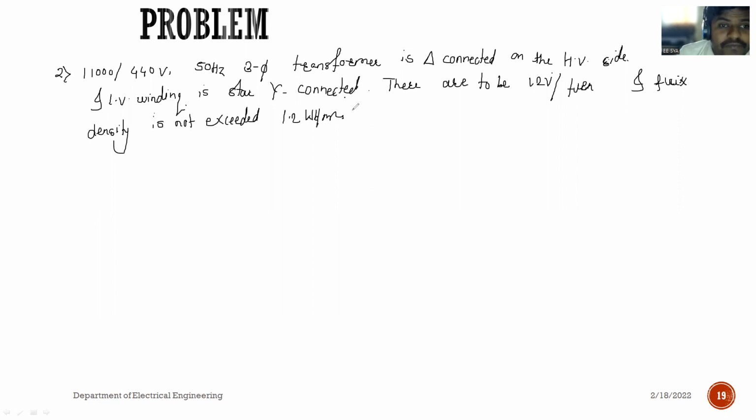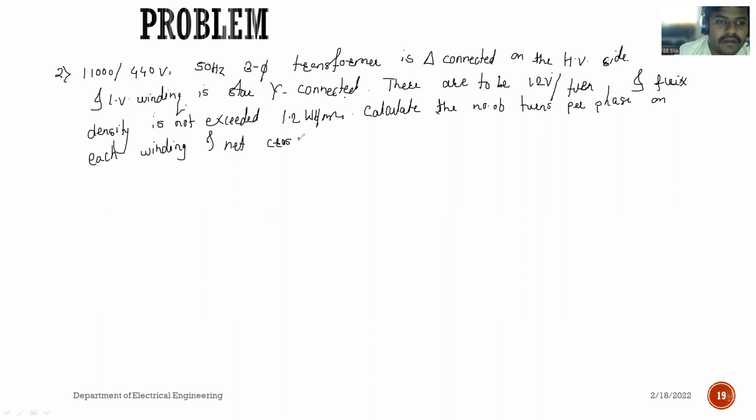Calculate the number of turns per phase on each winding, and the net cross sectional area of the core.